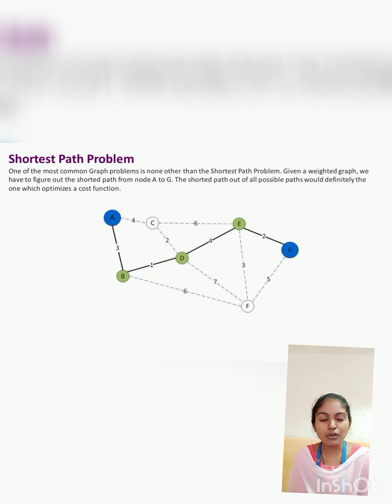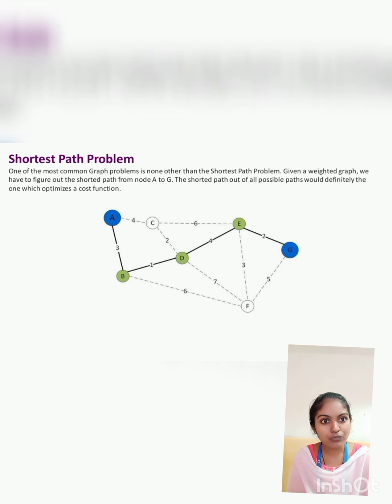Now let us see the problem analysis on graph theory. First of all, coming to the shortest path problem. One of the most common graph problems is none other than the shortest path problem. Given a weighted graph, we have to figure out the shortest path from node A to G. The shortest path out of all the possible paths will definitely be the one which optimizes a cost function.